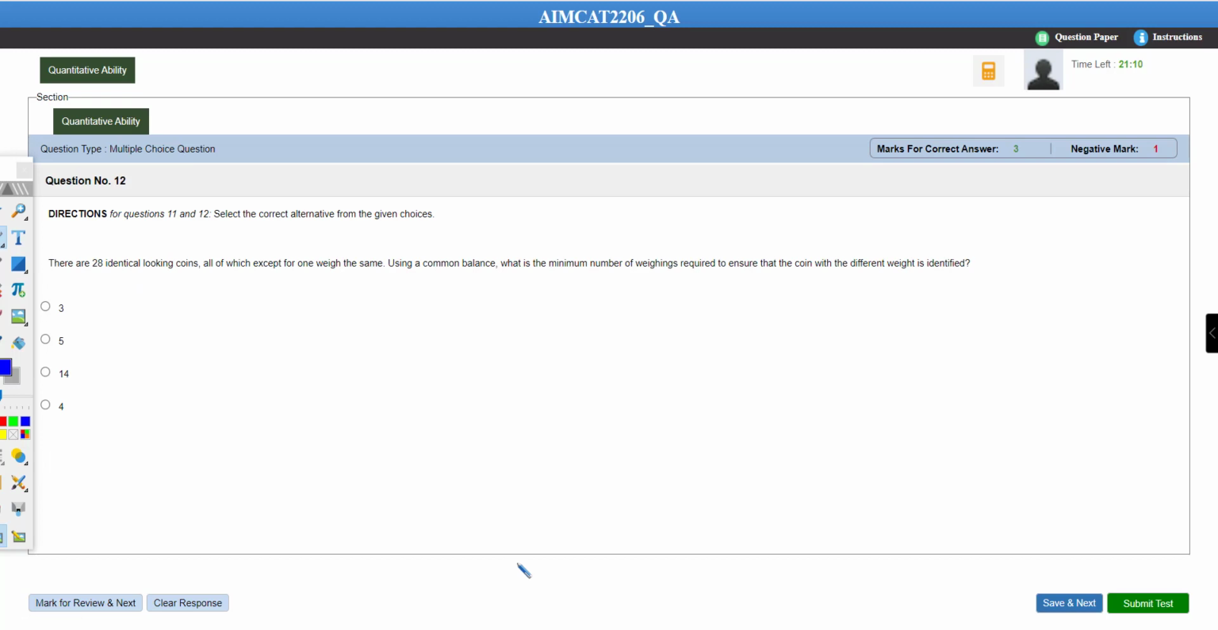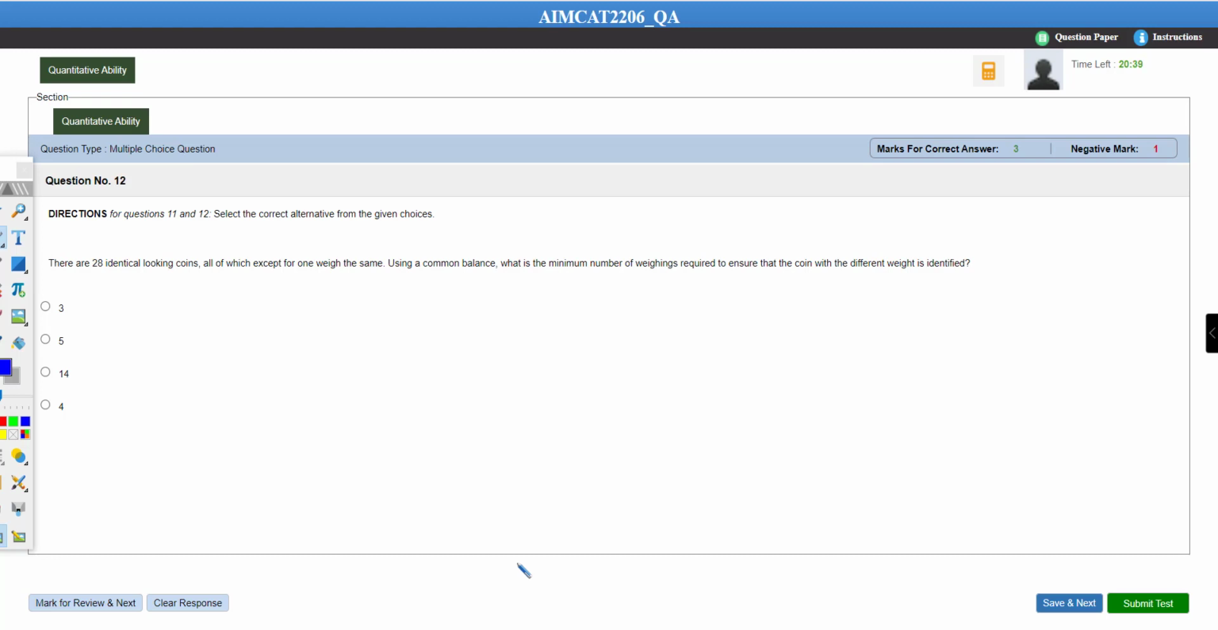After this, question number 12: there are 28 identical coins, all of which except one weigh the same. Okay, 27 have the same weight, one has a different weight. Using a common balance, what is the minimum number of weighings required to ensure that the coin with the different weight is identified?